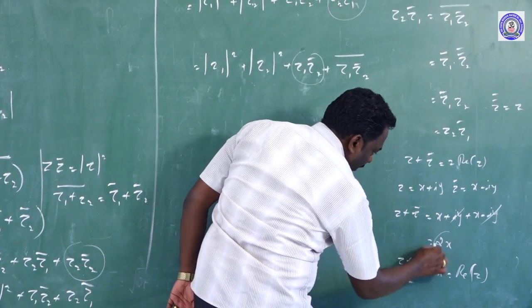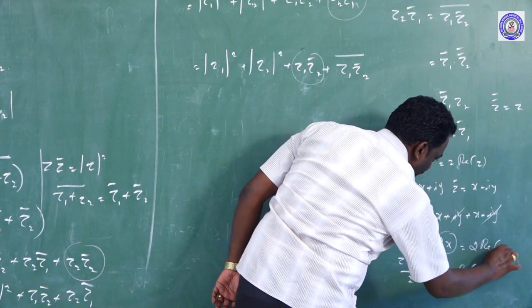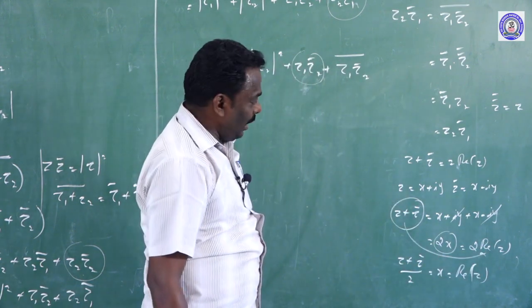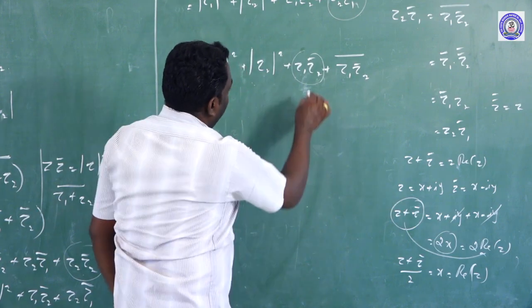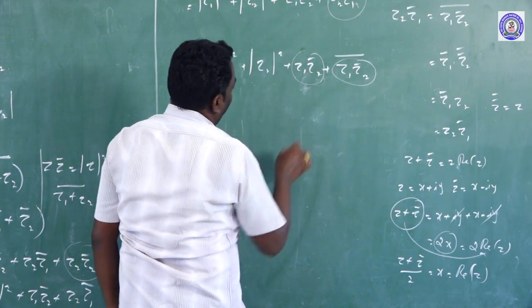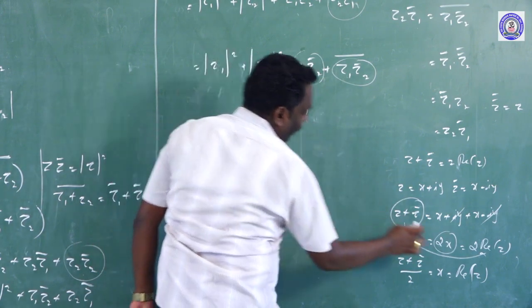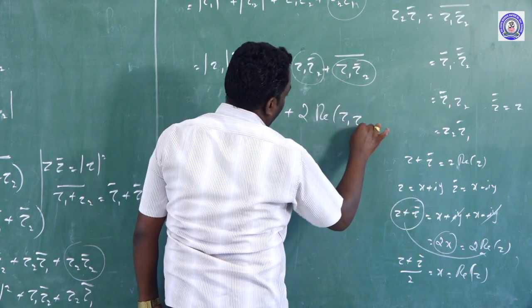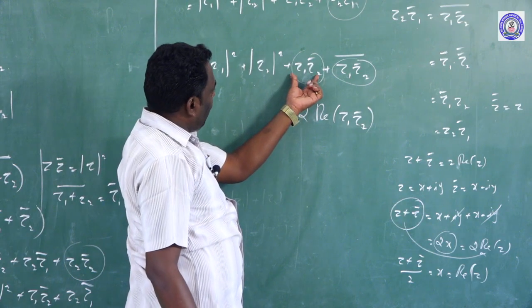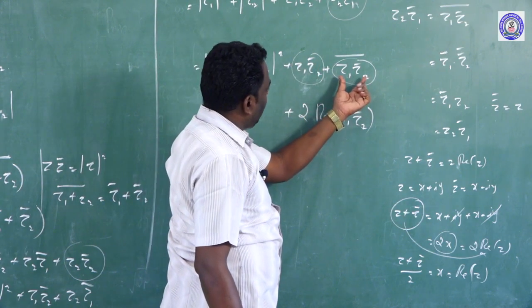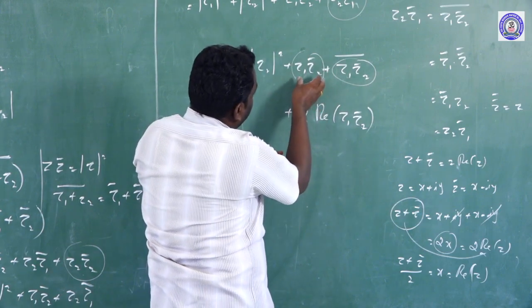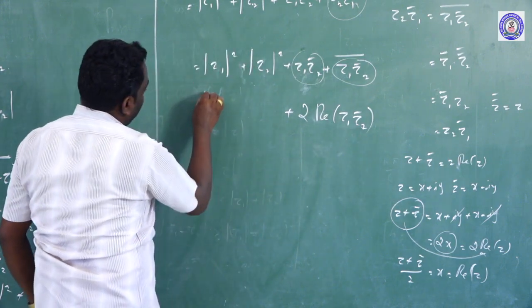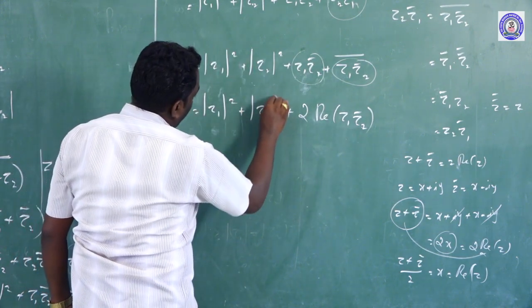Therefore, z plus z bar equals 2 times real of z. So 2 times real of z is z1 into z2 bar. Understand? z1 into z2 bar plus z1 into z2 bar whole bar is like z plus z bar, which equals 2 times real of z. The remaining terms are as they are: modulus of z1 square plus modulus of z2 square.